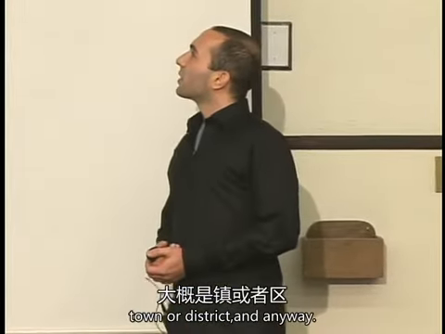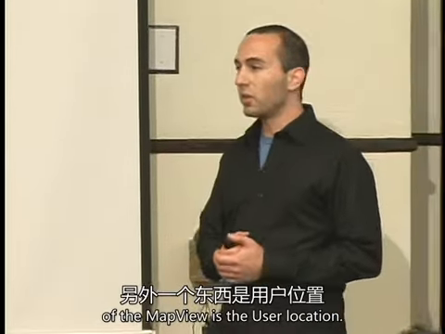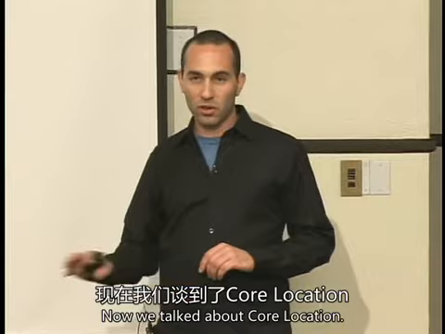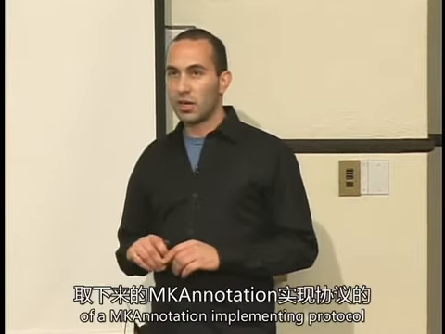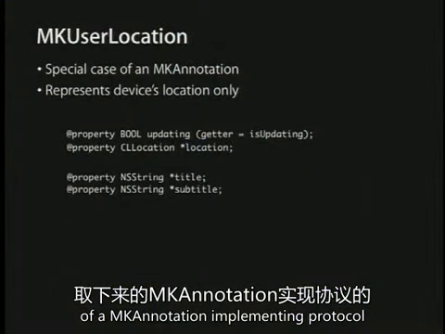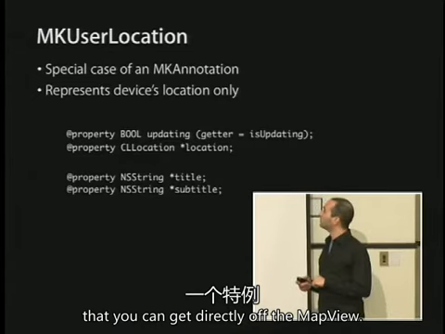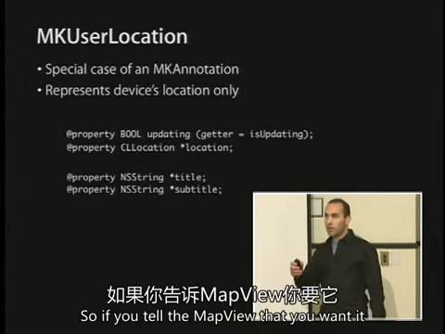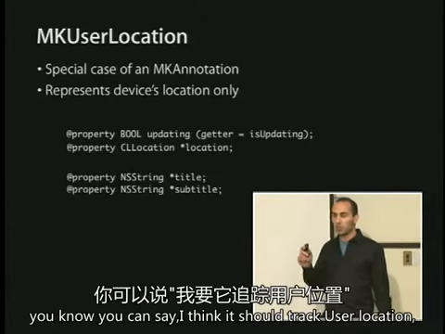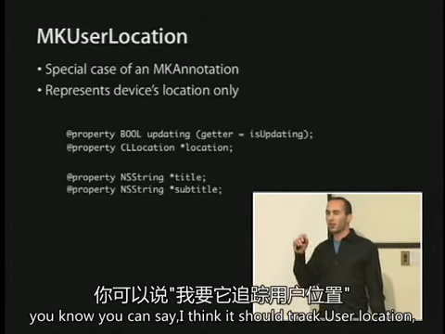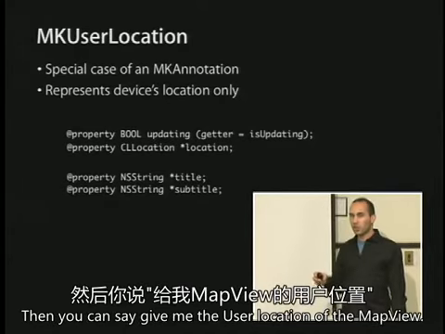All right, user location. Another thing you can get off the map view is the user location. We talked about Core Location; this is a convenience on that. It's actually a special case of an MKAnnotation-implementing protocol that you can get directly off the map view. If you tell the map view that you want it to track user location, you can then ask for the user location of the map view.